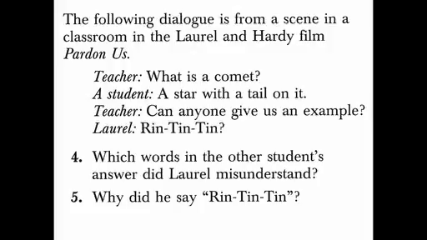So here's a dialogue from a scene in a classroom in the Laurel and Hardy film Pardon Us. So the teacher asks, what is a comet? The student: a star with a tail on it? Yeah, that sounds pretty good. Maybe. Can anyone give us an example? And Laurel says, Rin Tin Tin. Rin Tin Tin, the dog.